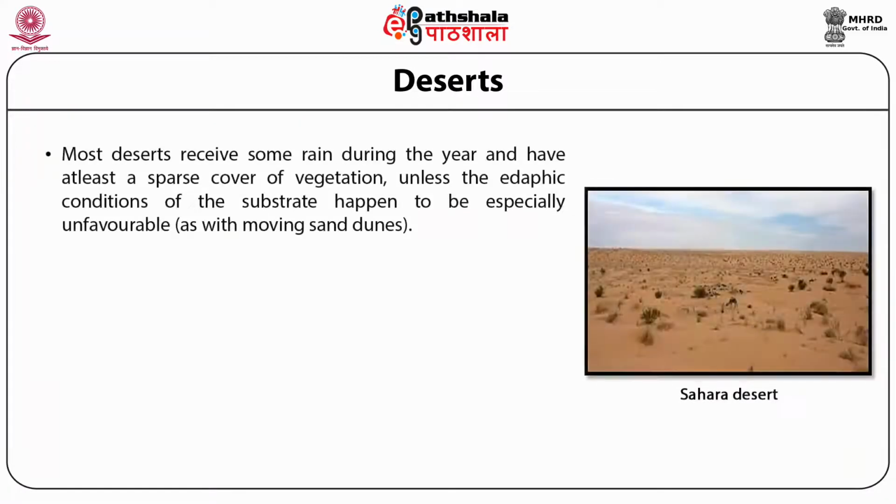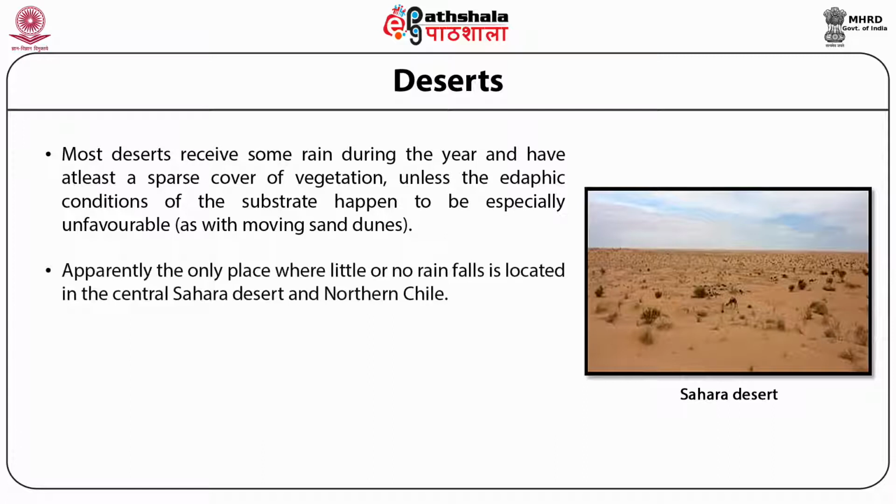Most deserts receive some rain during the year and have at least a sparse cover of vegetation, unless the conditions of the substrate happen to be especially unfavorable. Apparently, the only places where little or no rainfall occurs are the central Sahara Desert and northern Chile.